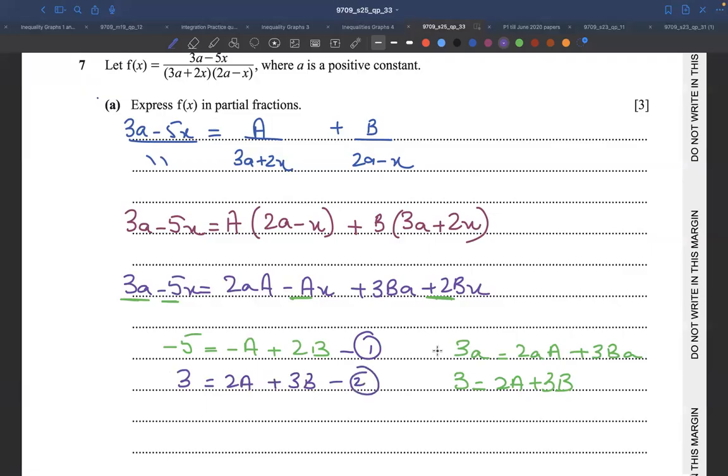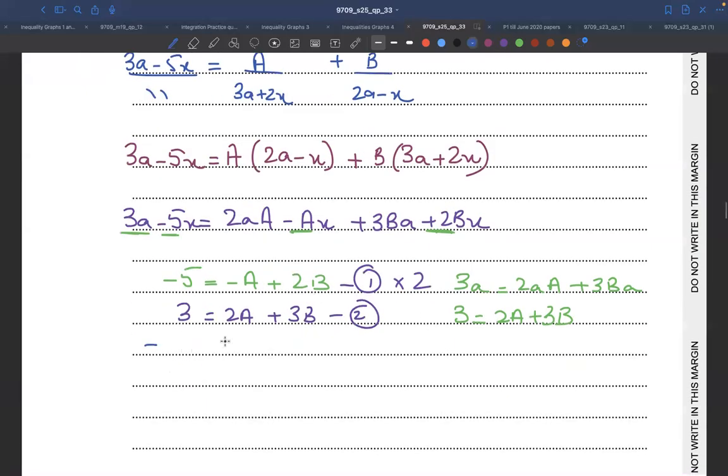So we can simply multiply the first equation by 2 and write it as minus 10 equals minus 2a plus 4b. So 2a minus 2a will cancel. 3 minus 10 is minus 7 equals 7b. B would be equal to minus 1.